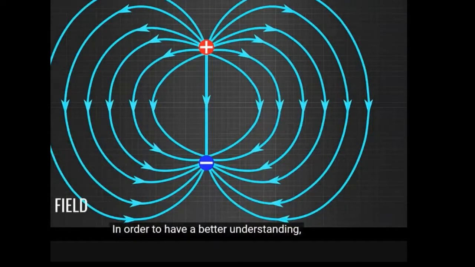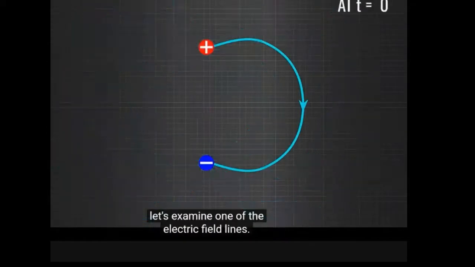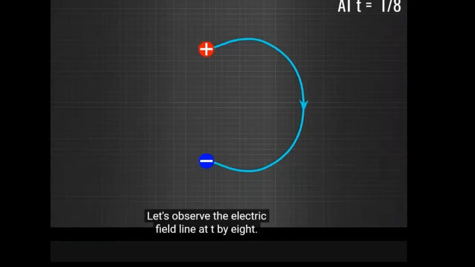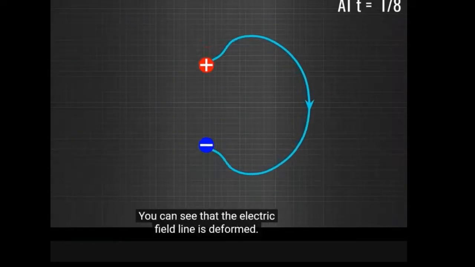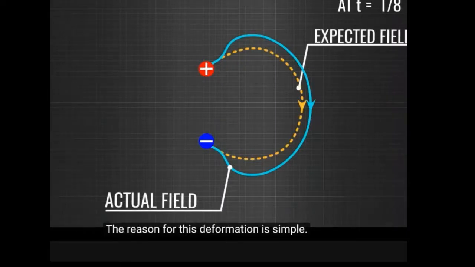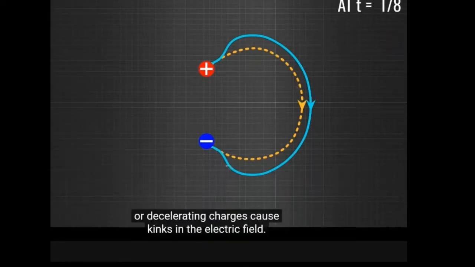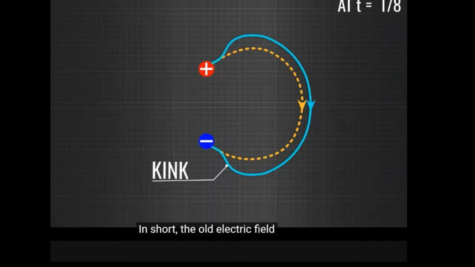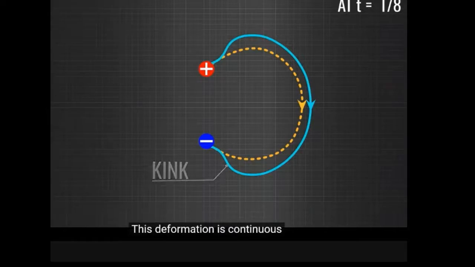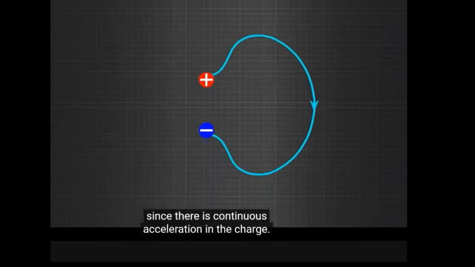In order to have a better understanding, let's examine one of the electric field lines. Let's observe the electric field line at t/8. You can see that the electric field line is deformed. The reason for this deformation is simple. This time period is the region with the highest acceleration. As we saw earlier, accelerating or decelerating charges cause kinks in the electric field. In short, the old electric field does not get adjusted to the new field very well. This deformation is continuous since there is continuous acceleration in the charge.